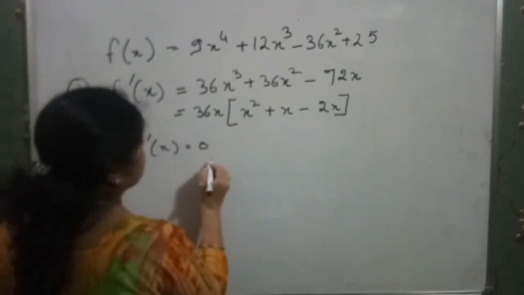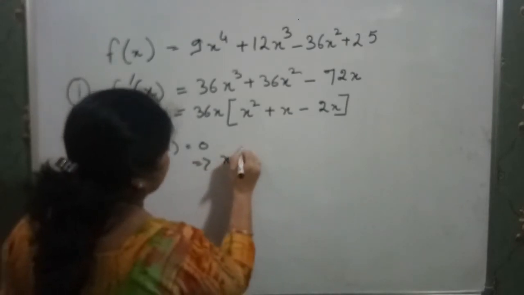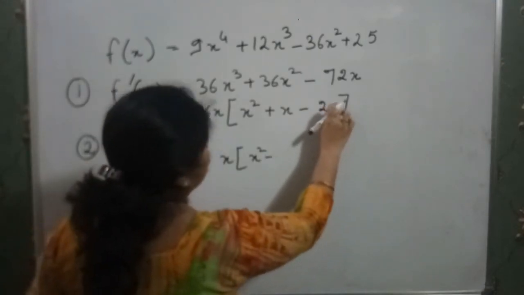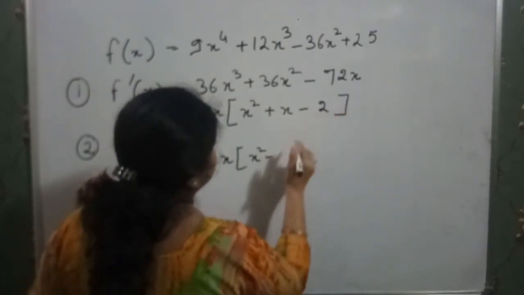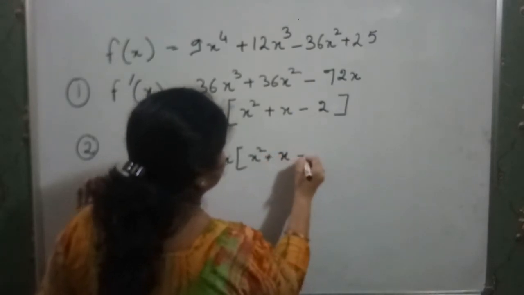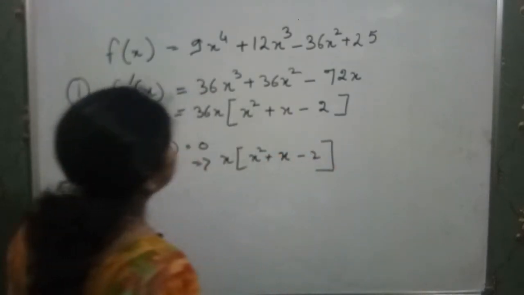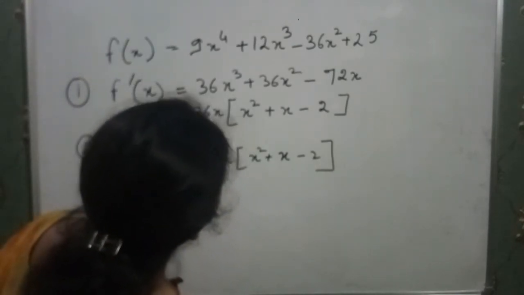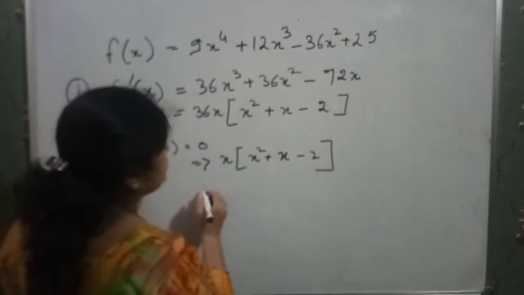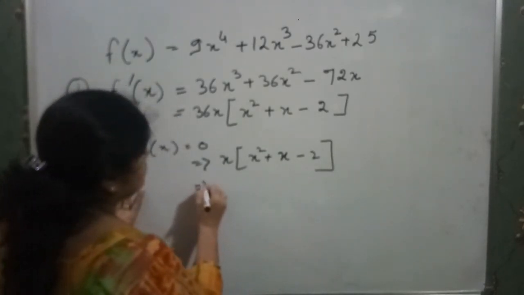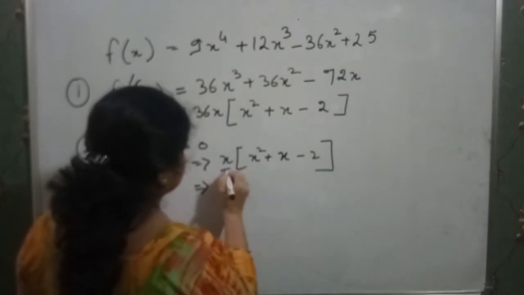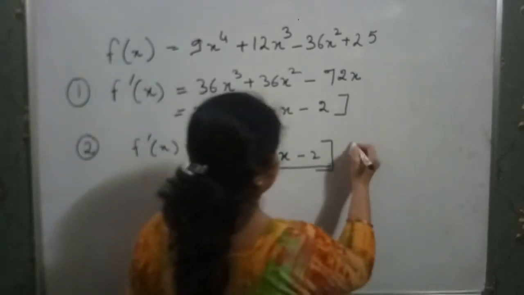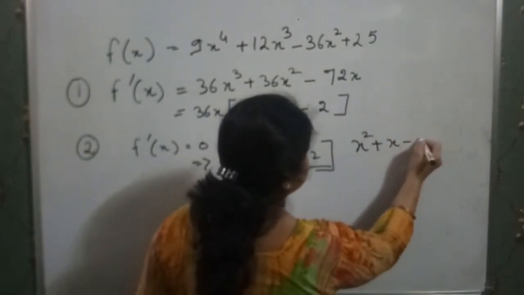Now when we make it equal to 0, we have x, taking x as common, times x square plus x minus 2. So we get different values for x. One is x equal to 0, and then we solve x square plus x minus 2.